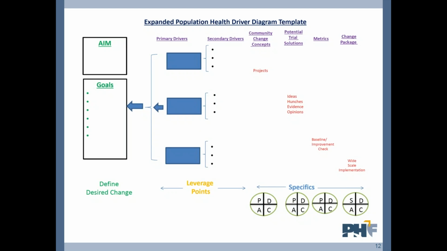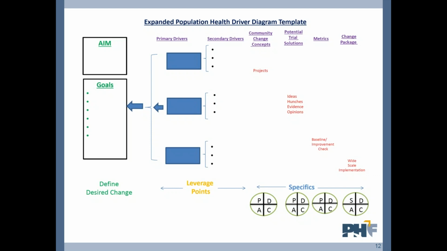And then we start to look at what are the community change concepts that we come up with. In the community change concepts, this is where people bring in their ideas, their hunches, their evidence, their opinions, and the teams work through it and start to develop some potential trial solutions that they can go out and work on. And as you see at the bottom, this is where we get down to the specifics.